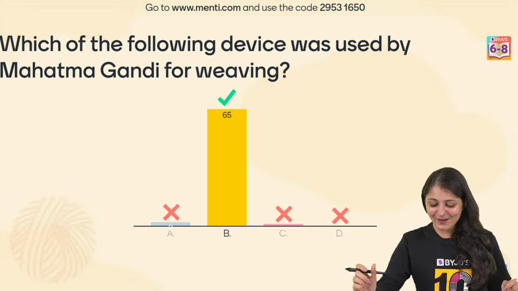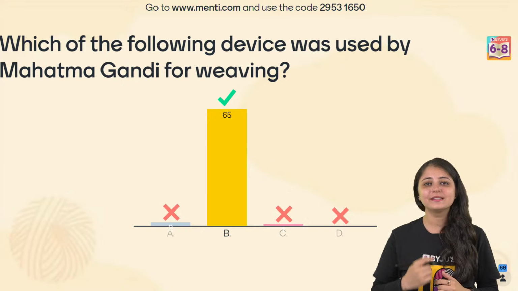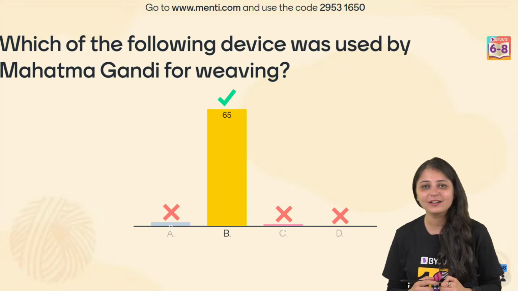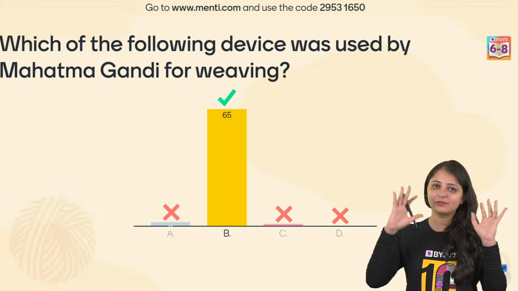65 of you got the answer right. Well done. This is one of the highest that we have seen in all these questions. Good. Yes, charkha. So, he really encouraged the use of homespun yarn, right? And he discouraged the use of imported yarn, anything that is being imported from the mills of Britain.